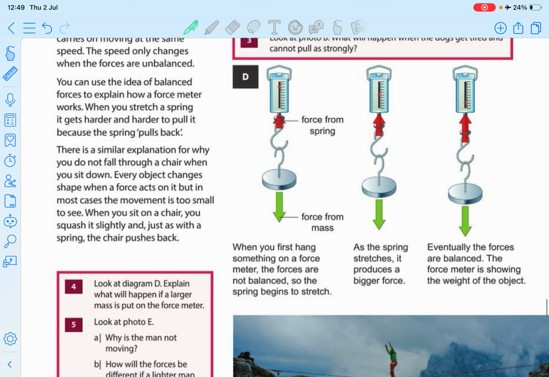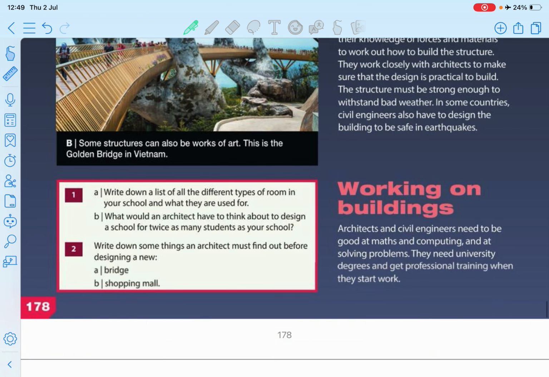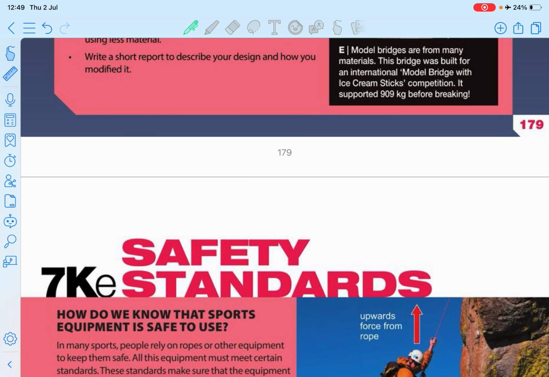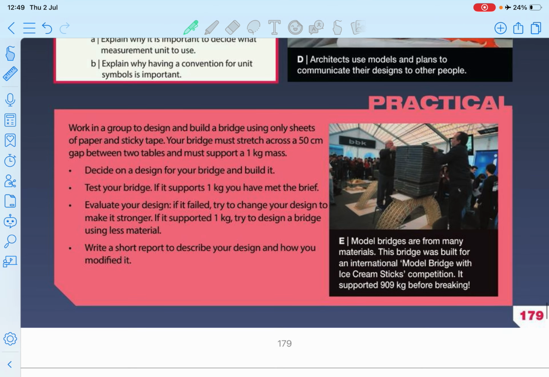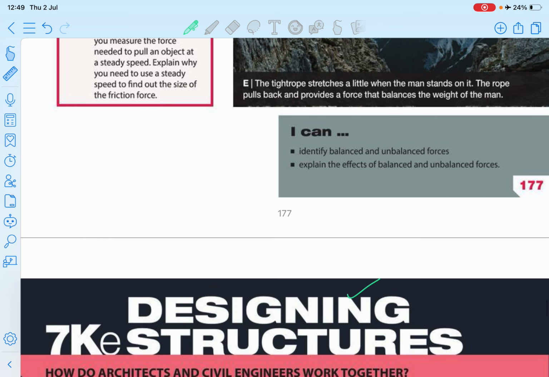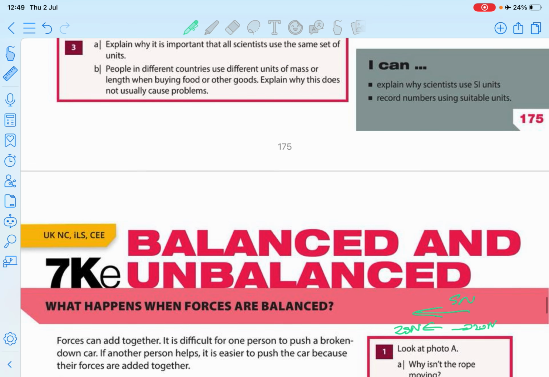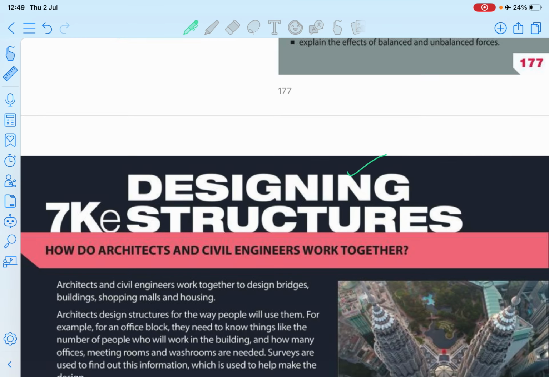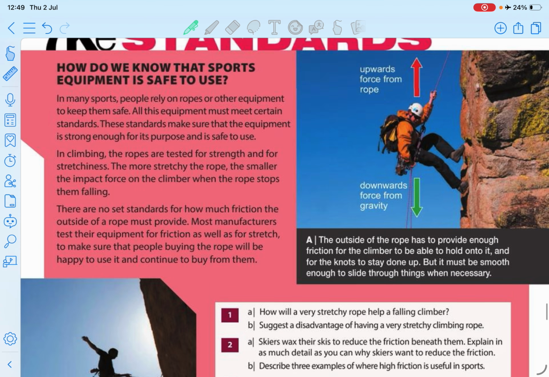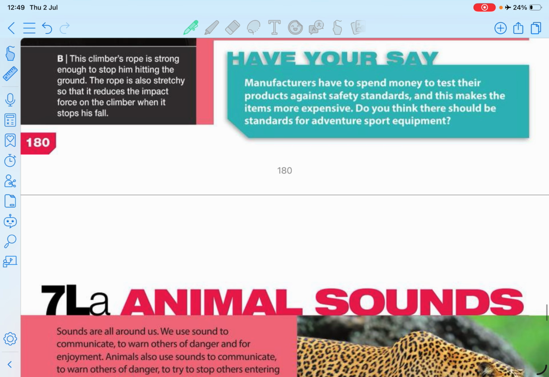And you measure with force meters, right? And designing structures. This is the end of the part, and I hope until now all of this part is complete. Safety standards. Read these things, and there is not much theory in the lesson. And the next part is sound.